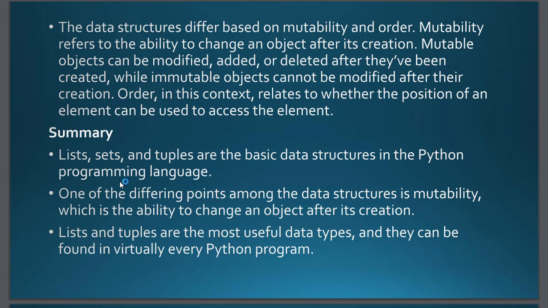Summary: lists, sets, and tuples are the basic data structures in the Python programming language. One of the differences among the data structures is mutability, which is the ability to change an object after its creation. Lists and tuples are the most straightforward data structures, and strings and dictionaries are very important data structures among the built-in data structures supported by Python.